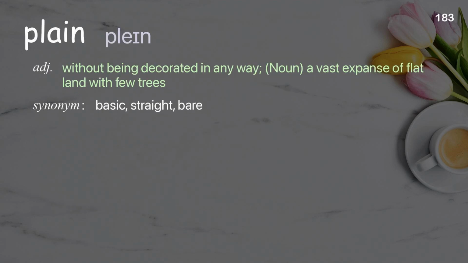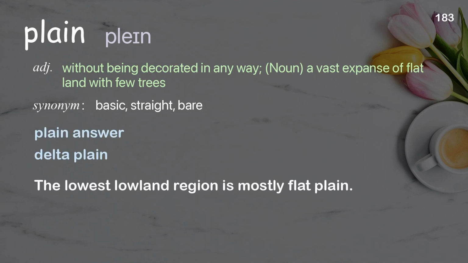Plain. Without being decorated in any way. Noun, a vast expanse of flat land with few trees. Examples: Plain answer, delta plain. The lowest lowland region is mostly flat plain.